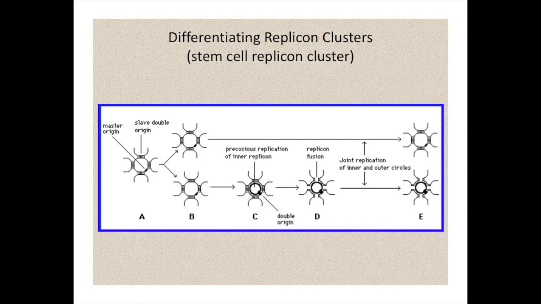In D, the replicons all fuse together, the four slave replicons and the inner replicon, except for the copy of the inner replicon. And so what happens is you produce a replica of the original stem cell replicon cluster on the top and a differentiated replicon cluster on the bottom as shown in E.